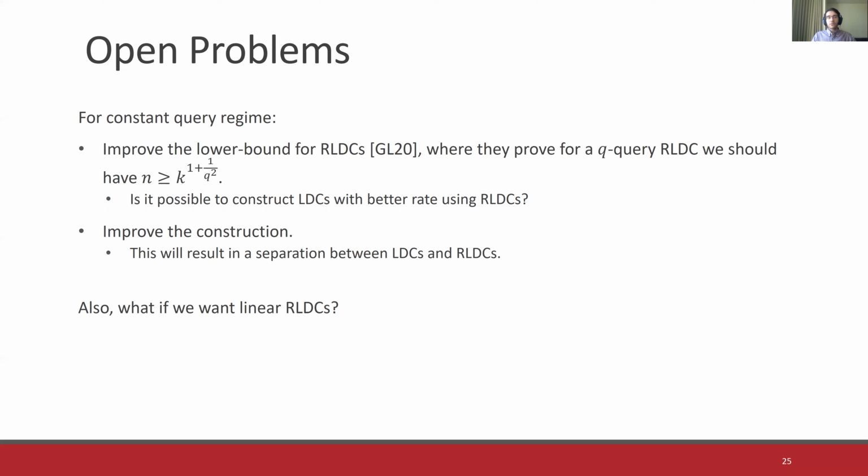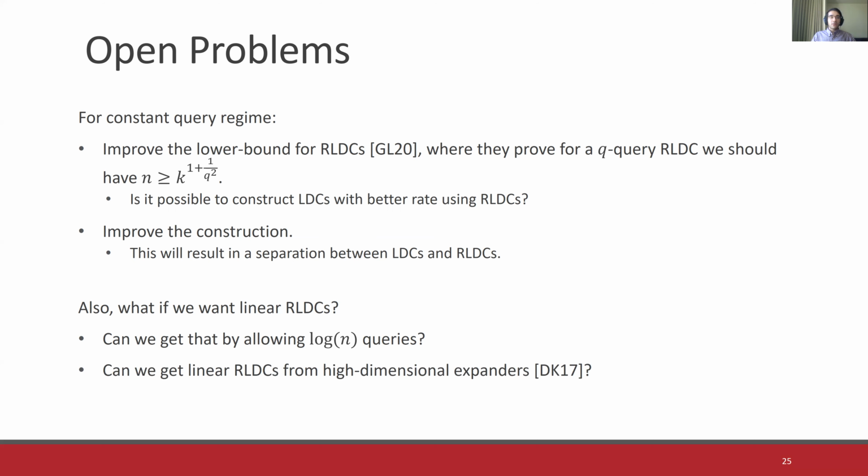Also, we might be interested in constructing linear RLDCs. From the lower bound of Gur and Lachish, we know that it's not possible to construct constant query RLDCs with linear block length. So is it possible to construct them by allowing a logarithmic number of queries? And in particular, is it possible to construct linear RLDCs from ideas from high-dimensional expanders?